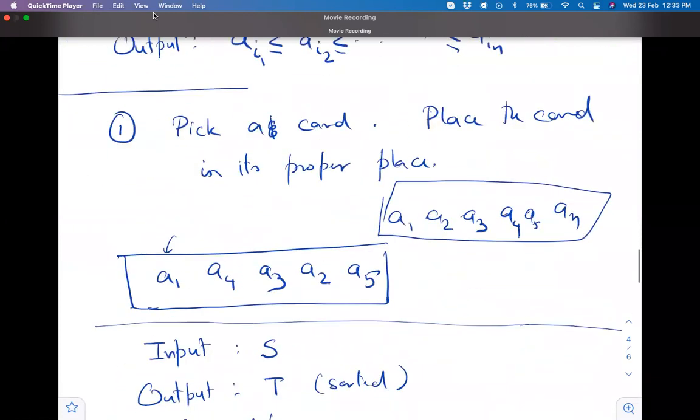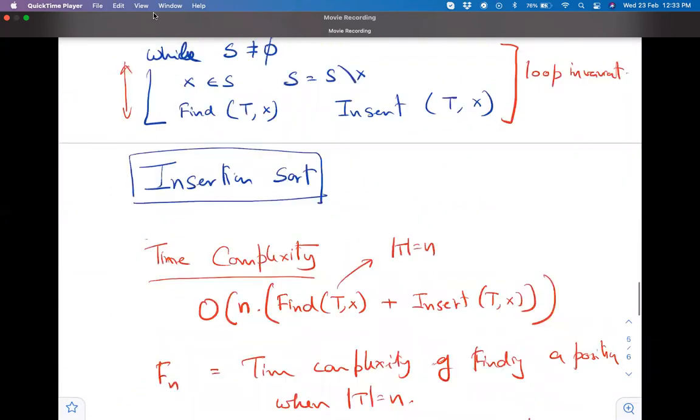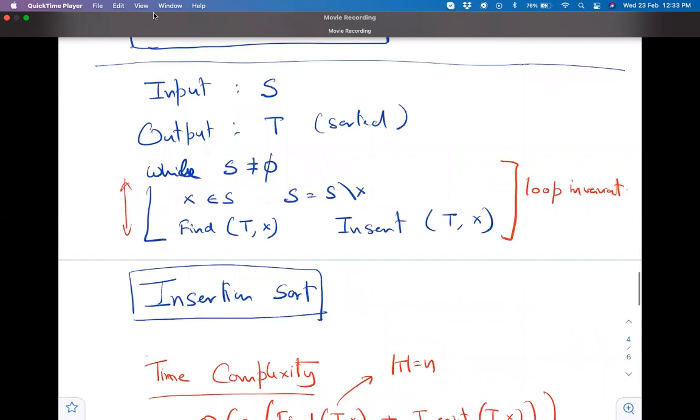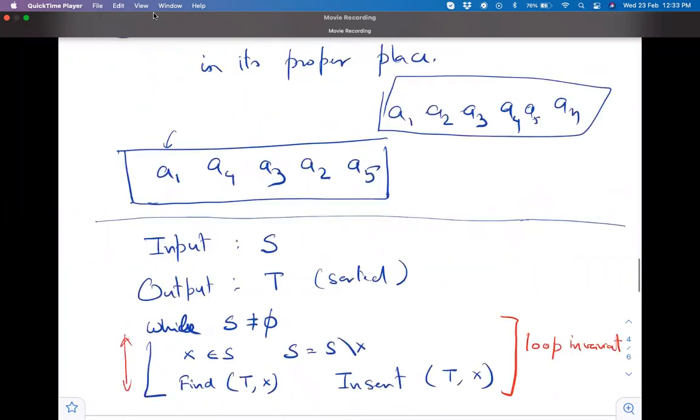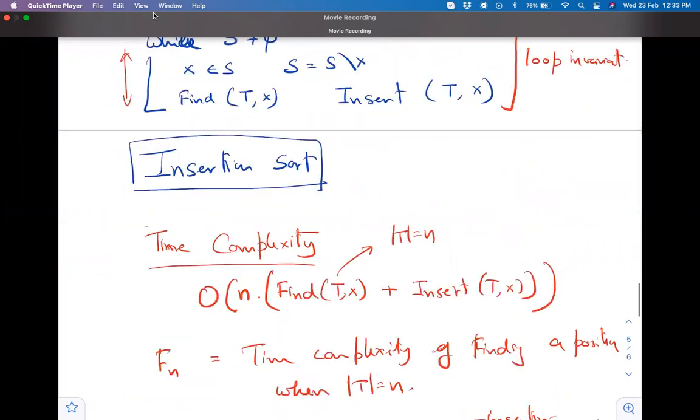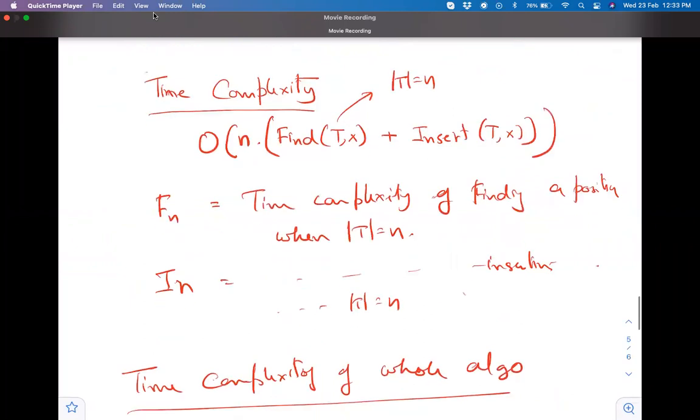This is one algorithm, using this insert and find thing, through which you can possibly get something like an n log n algorithm. But that doesn't mean that some other algorithm doesn't exist. Here we are presenting one type of algorithm.